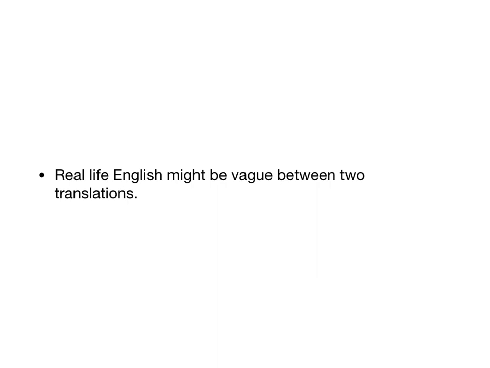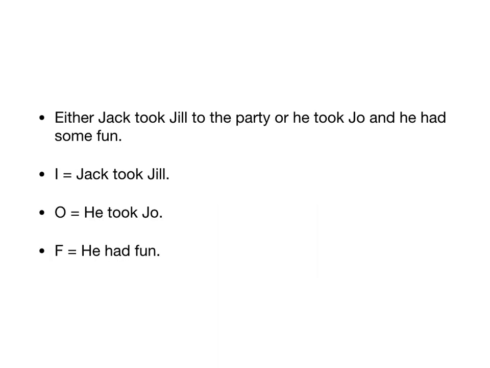One final thing to keep in mind is in real life, an English sentence might be vague between two translations. If you see this, I think all you can do is note that it's vague, give both translations, and then argue for one and use that one maybe. Or maybe just note that it's vague, right? This is from Smith's book. Either Jack took Jill to the party or he took Joe and he had some fun. Jack took Jill, J. He took Joe, O. He had some fun, F, right?